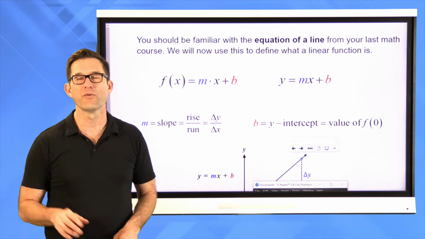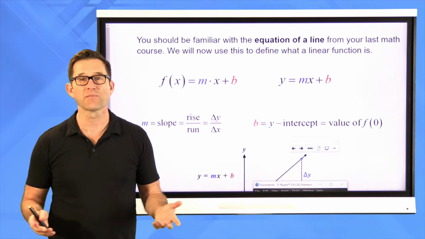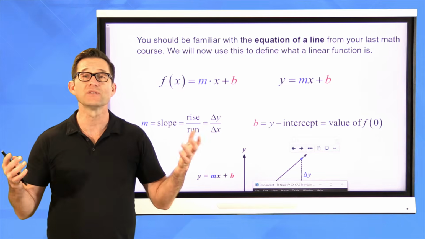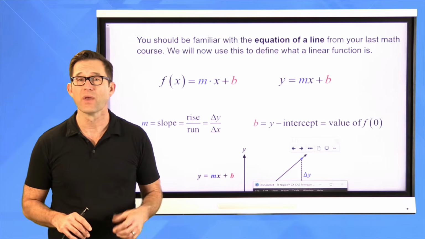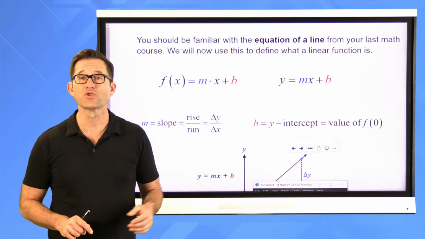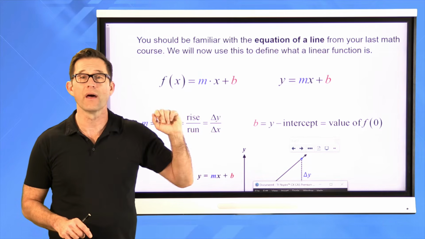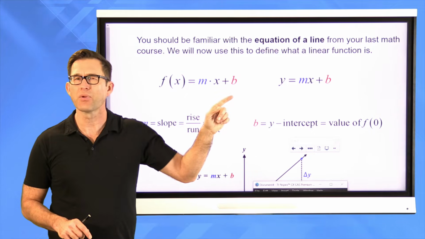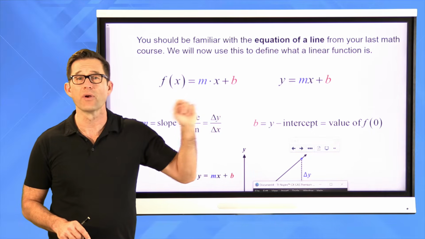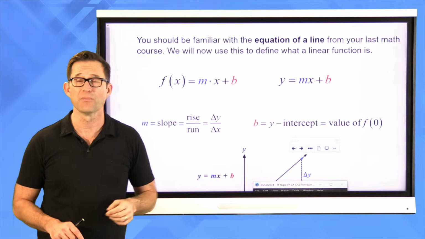You should be familiar with the equation of the line from your last math course, and we're going to now just use that to define what a linear function is. In other words, a linear function is any function that looks like a number times x plus another number. And that other number could be negative if the y-intercept is negative.